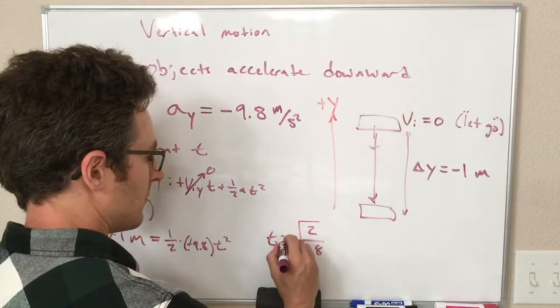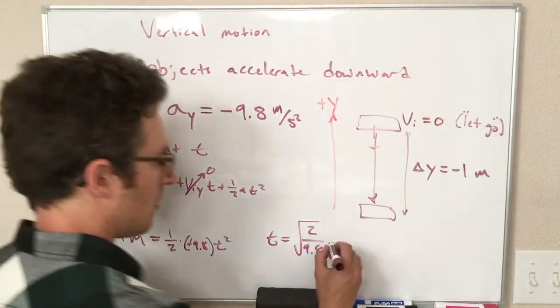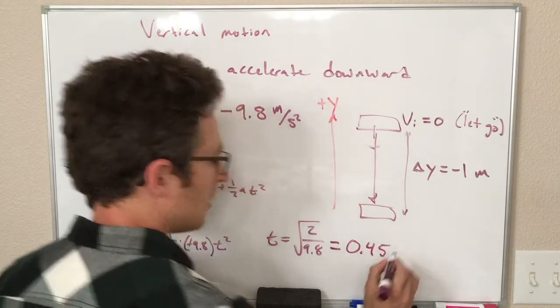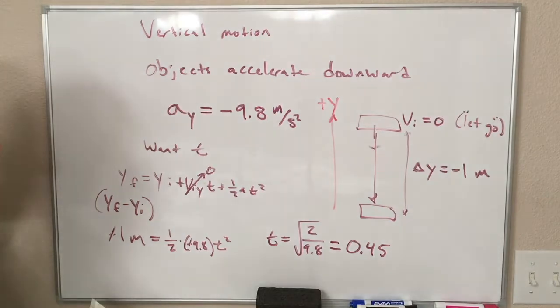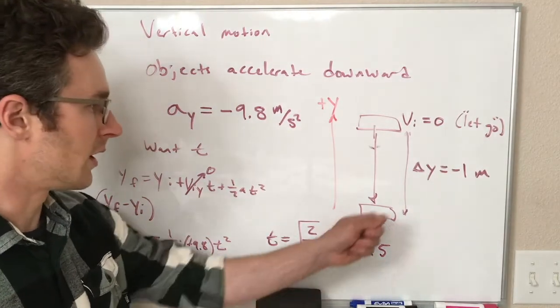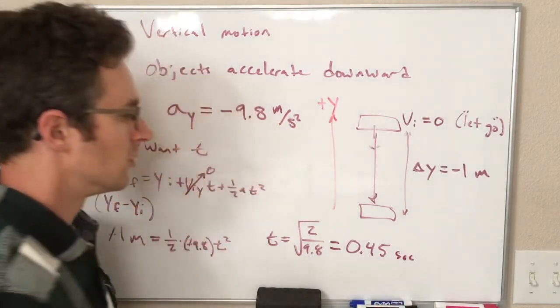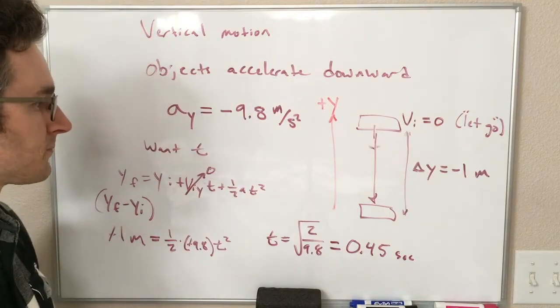I need to take the square root. So the square root of 2 over 9.8 is approximately 0.45, 0.452, but we'll round it to that. So an object dropped from a height of 1 meter on Earth will take 0.45 seconds to hit the ground, to fall that 1 meter.